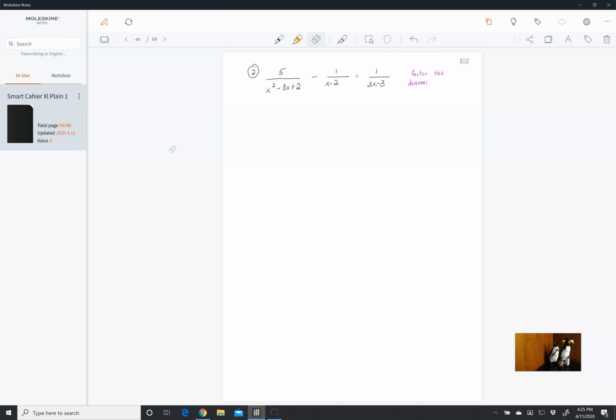So we want to factor the denominators first. And sometimes this will help us find the common denominator. If we're lucky, it'll make some of these fractions even simpler. That's not going to happen here because our numerators are just constants. So it's not going to make anything easier for us here. Okay. So x squared minus 3x plus 2 is factorable. It's x minus 2 times x minus 1.